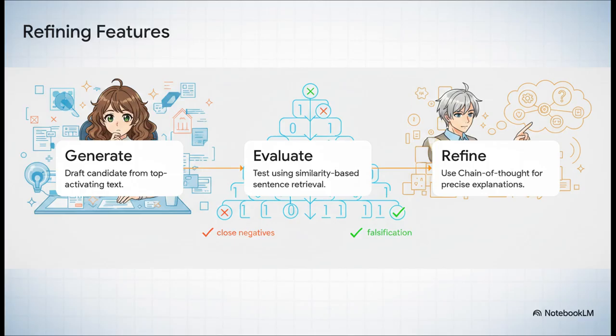To tighten things up, researchers introduced a pretty rigorous tree-based refinement process utilizing what they call close negatives. The system takes the candidate explanation and evaluates it against sentences from the dataset that are semantically very similar, but crucially, don't actually trigger the feature. By throwing these close counterexamples at the hypothesis, the pipeline strictly falsifies the bad guesses. This forces the explainer model to use chain-of-thought prompting to zero in on a much sharper, more accurate explanation.